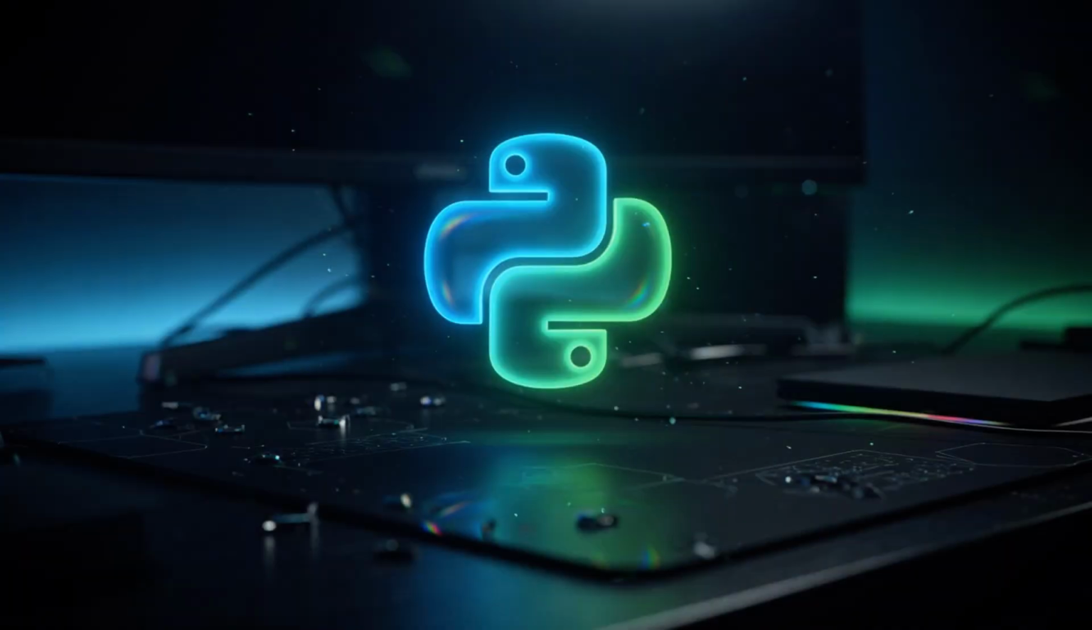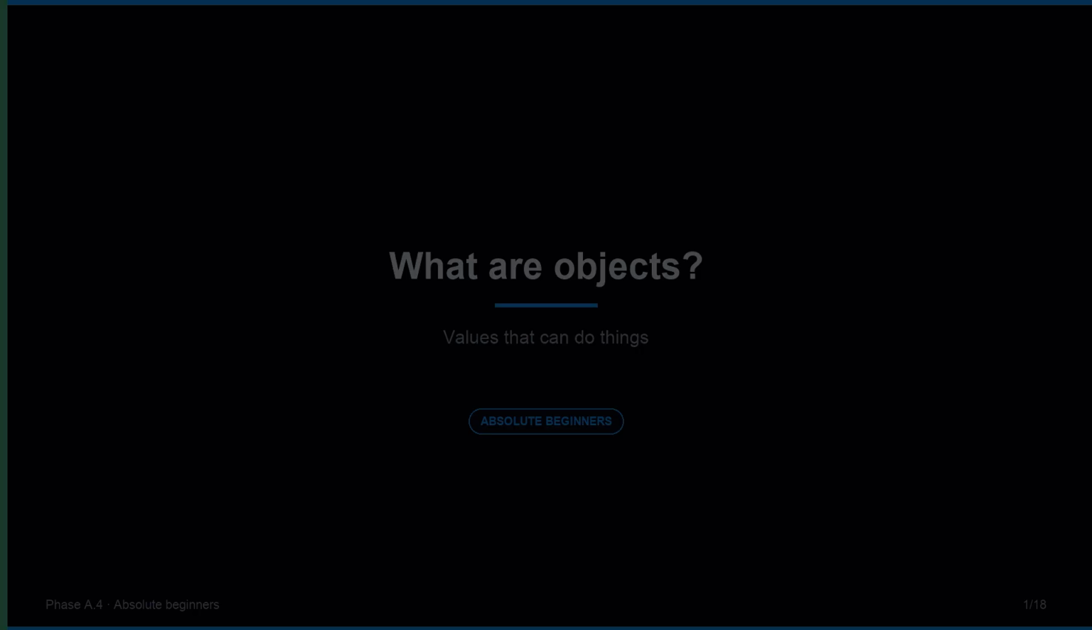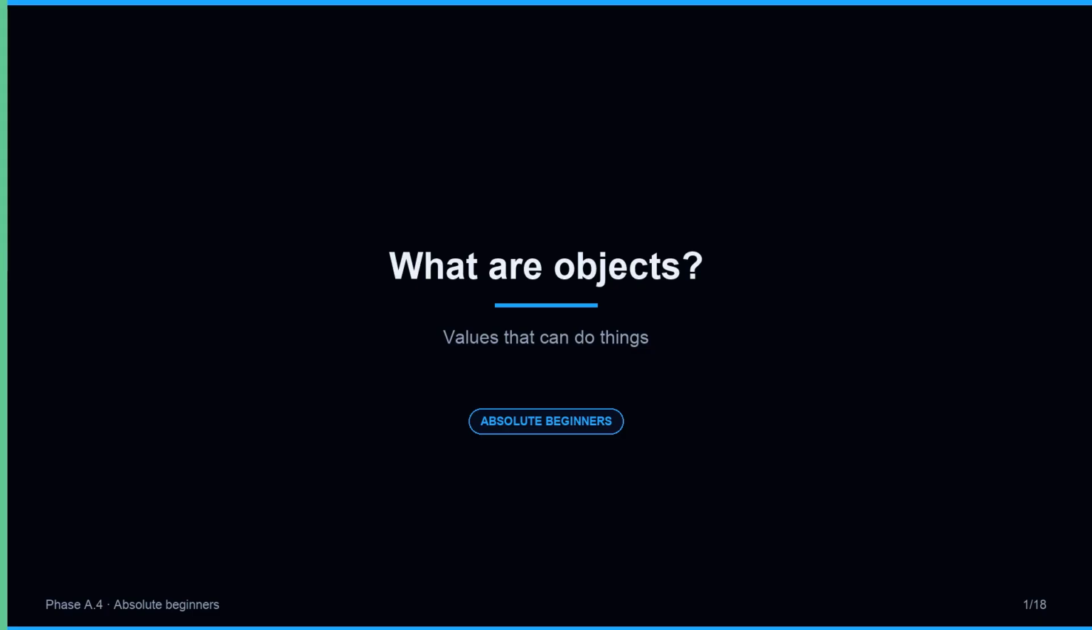Welcome to a slow, beginner-friendly lesson on what objects are in Python, made for absolute beginners. Objects, gently. Today we meet a word you will hear often: object. In Python, almost everything is an object: numbers, strings, lists, even functions. But what does that actually mean for a beginner?